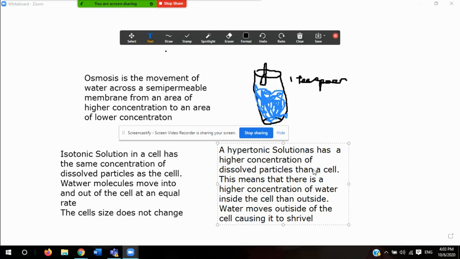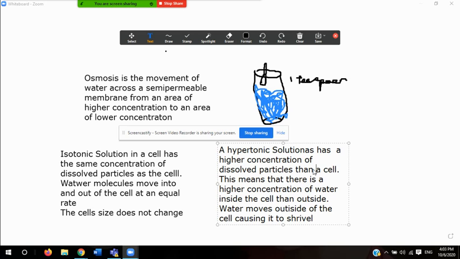This means that there is a higher concentration of water inside of the cell than outside, and then water moves outside of the cell, causing it to shrivel. So basically, when a cell is in a hypertonic solution, that means that there's more water inside than outside, and what happens is that it starts to eliminate water, and there has to be an equilibrium, because if there isn't, then that's going to cause the cell to die.